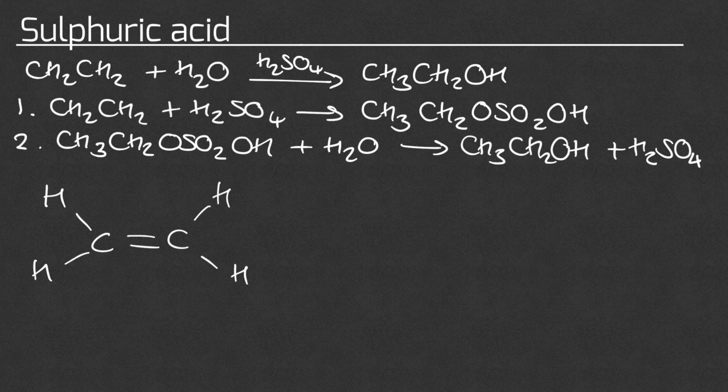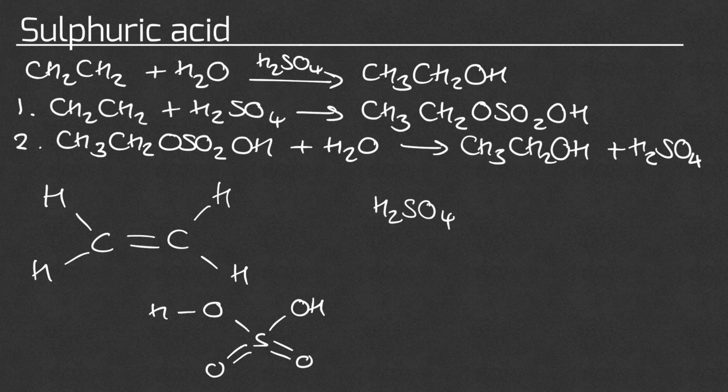The first step then is to draw the displayed formula of our alkene, and then the displayed formula of sulfuric acid. You might not have come across the displayed formula of sulfuric acid before, but we can't just write it as SO4.